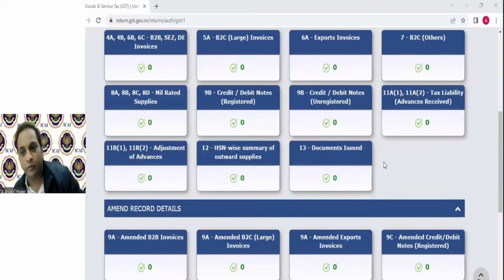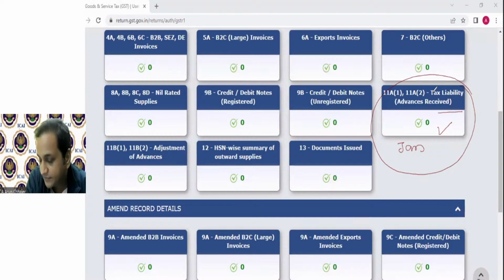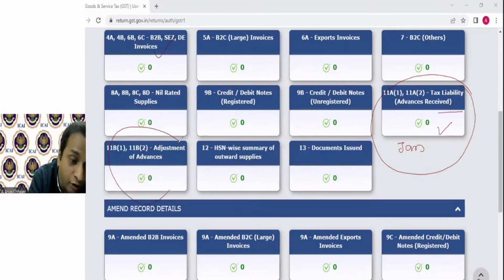Megha, please confirm which part you want me to repeat. Okay. Let me repeat once again that advances. In the month of Jan, I have received the advance. I will issue the receipt voucher, will pay the tax. How I will pay the tax? 11A 1 and 2 I will report, and through 3B I will pay the tax. In the month of February, I have issued the tax invoice of rupees 1 lakh on my completion of service. I will report here, but I am not required to pay the taxes. And as a result, I will report here also.